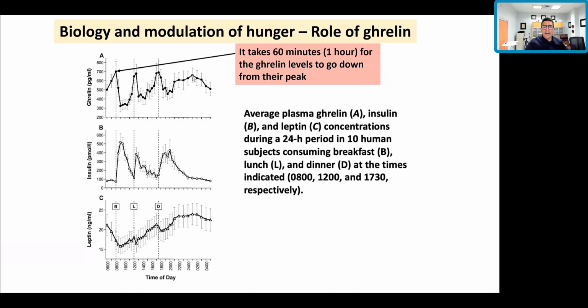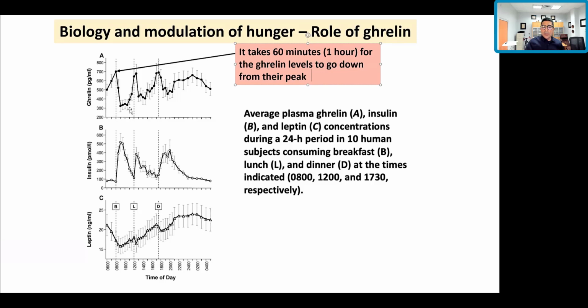So the thought of breakfast, the ghrelin starts going up pretty rapidly. It reaches its peak. But the most important thing I'm trying to make you aware of is that it takes about 60 minutes to an hour for this ghrelin to come down. And many people postulate that as the ghrelin goes up, so does insulin. And that rise of insulin is actually the stimulus that makes the ghrelin go away. I'd like to argue that there are other factors that can do that too.